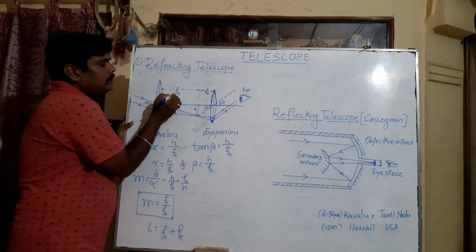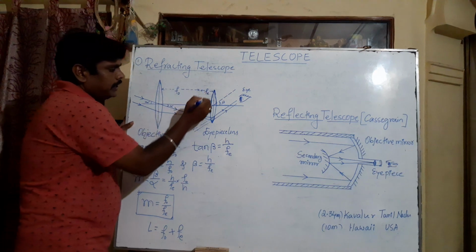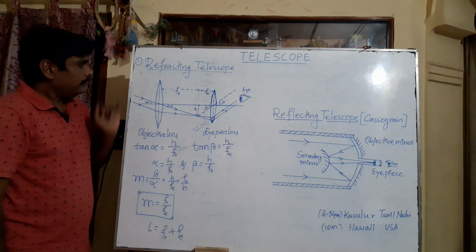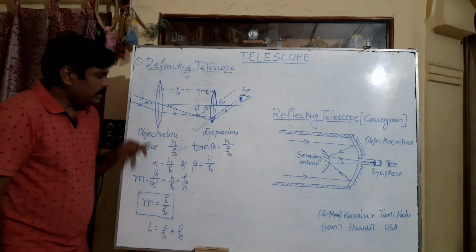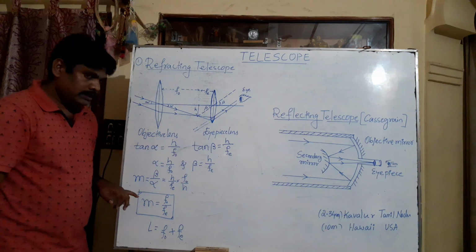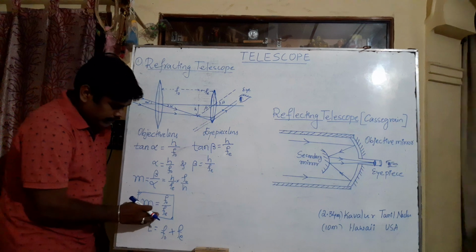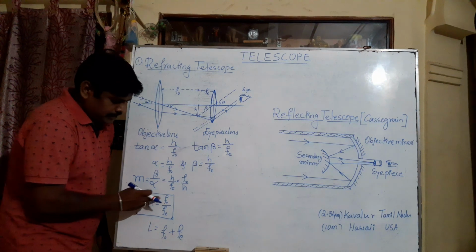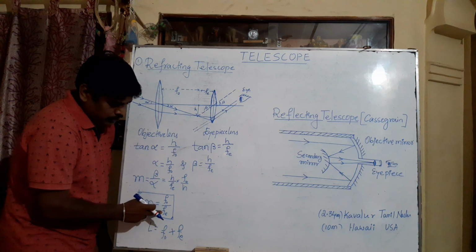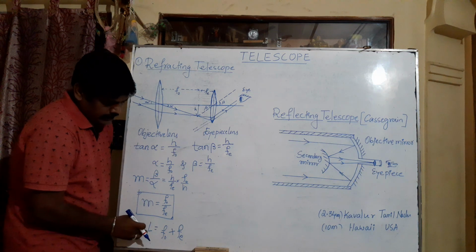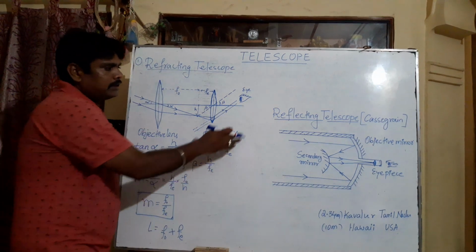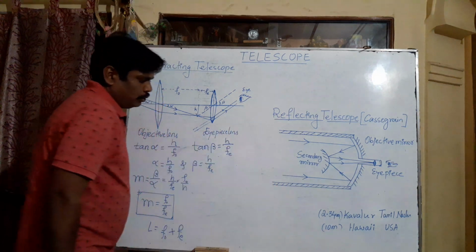F0 is the focal length of the objective lens, Fe is the focal length of the eye lens. How to increase the magnification of the refracting telescope? By choosing a larger aperture area of the objective lens. That is the reason we have considered it. Magnification is directly proportional to F0 and inversely proportional to Fe. The length of the telescope is F0 plus Fe. This is the refracting telescope, and that was about the reflecting telescope.